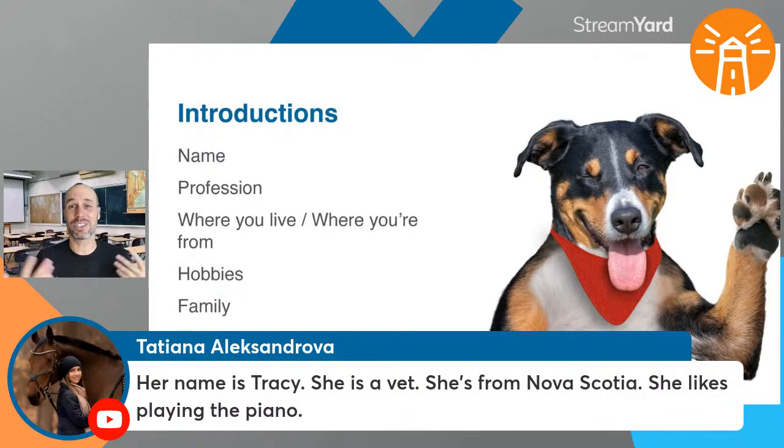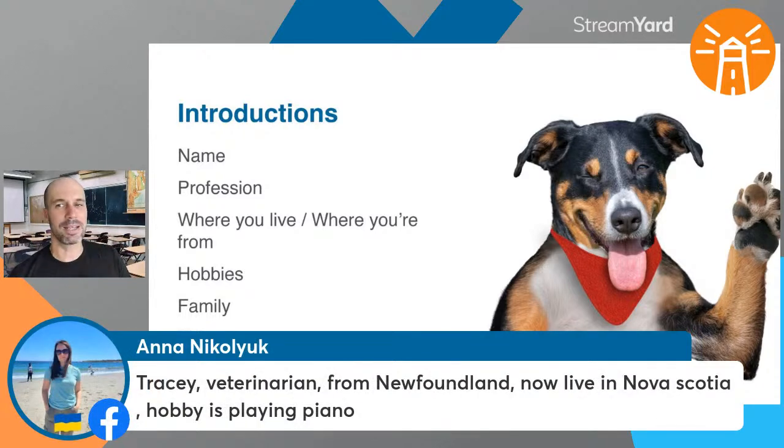Her name is Tracy. She's a vet. Oh, you said she's from Nova Scotia too. Very close. 99% correct, but I think Anna got it. Tracy, yeah, you can spell Tracy like that with an E. She's a veterinarian. She is from Newfoundland, and now she lives in Nova Scotia. So Newfoundland is another province close to Nova Scotia.